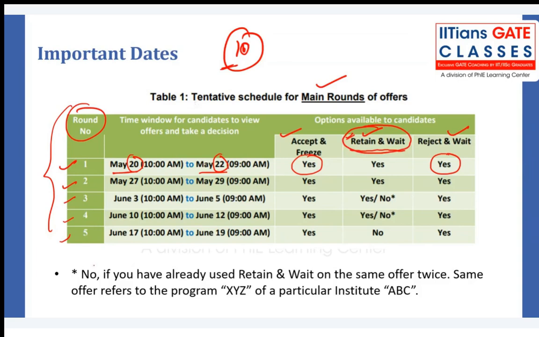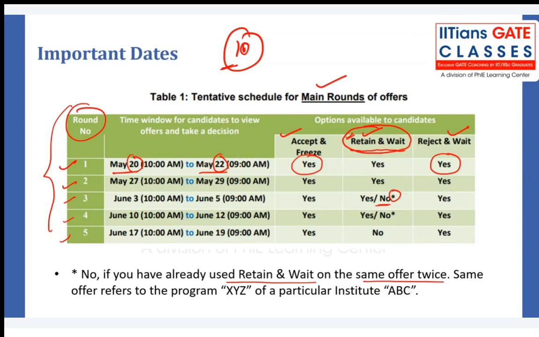So what is the meaning of this star here, above no, right? No, if you have already used retain and wait on the same offer twice. Suppose you have got some offer and you have put retain and wait, again you got some offer and again you have put retain and wait, so you can only use it two times.